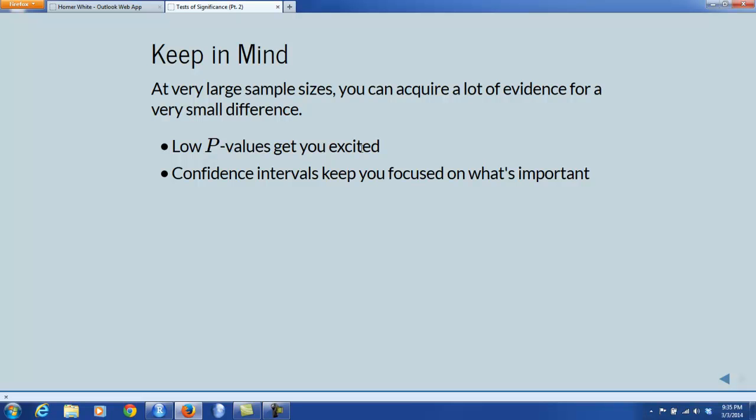Tests of significance are a lot like a microscope that has different settings. And the most powerful setting is at large sample sizes. At large sample sizes, if the null hypothesis is just a little bit false, you can pick up on that falsity in your huge samples, even when that falsity is itself a very small size. So don't always get excited by low p-values. Low p-values do indicate strong evidence that the null is false, but you might just have strong evidence that the null is a tiny bit false. Confidence intervals are what keep you really focused on what's important, because they keep the effect size clearly in your mind.